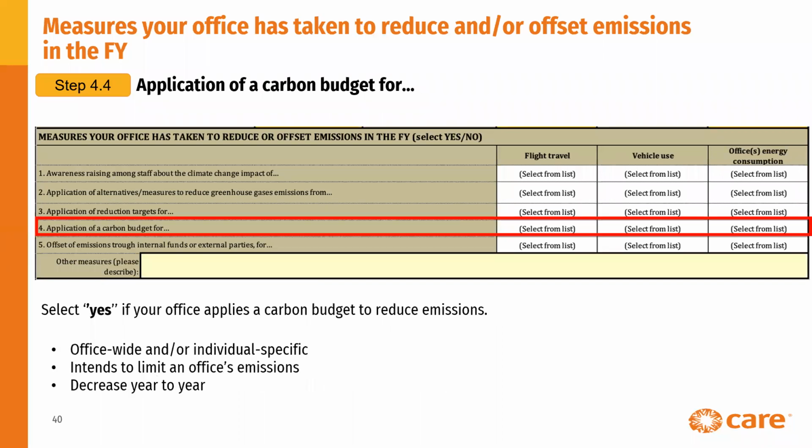We then move to step 4.4, the application of a carbon budget for each category. So you may select yes if your office applies a carbon budget to reduce emissions. Now, a carbon budget can be office-wide as well as individual-specific, with different carbon budgets depending on an individual's role within the organization. The intention of a carbon budget should be to limit an office's emissions. It should decrease year to year in order to drive more carbon reduction achievements.